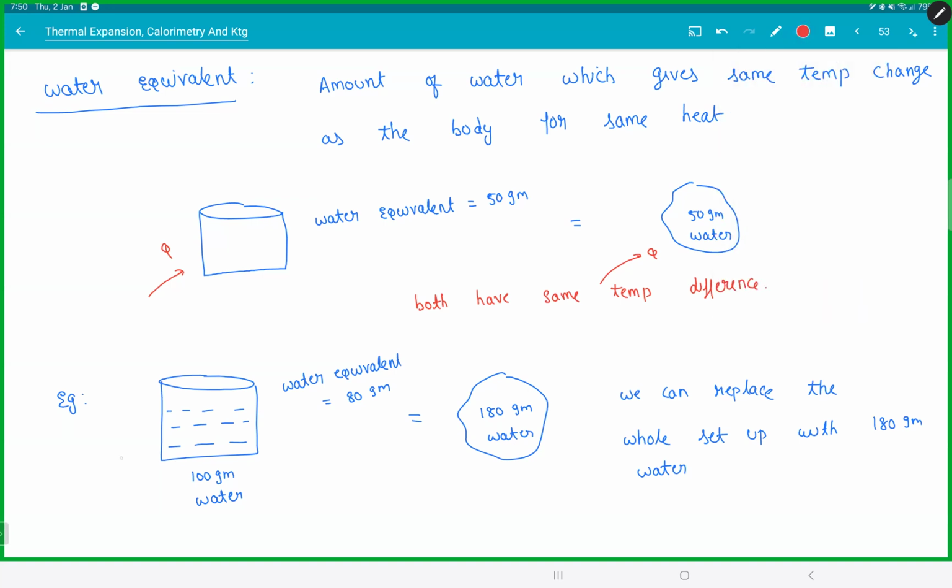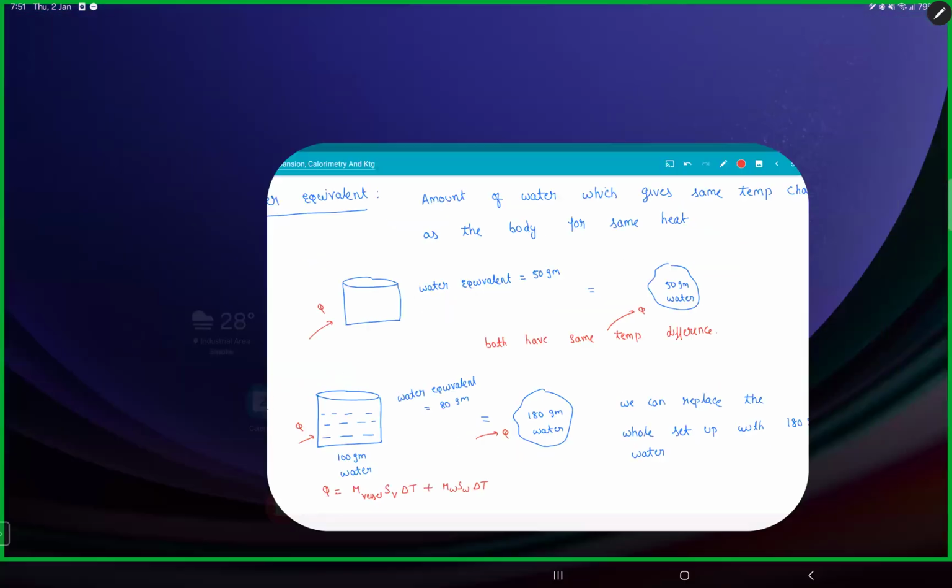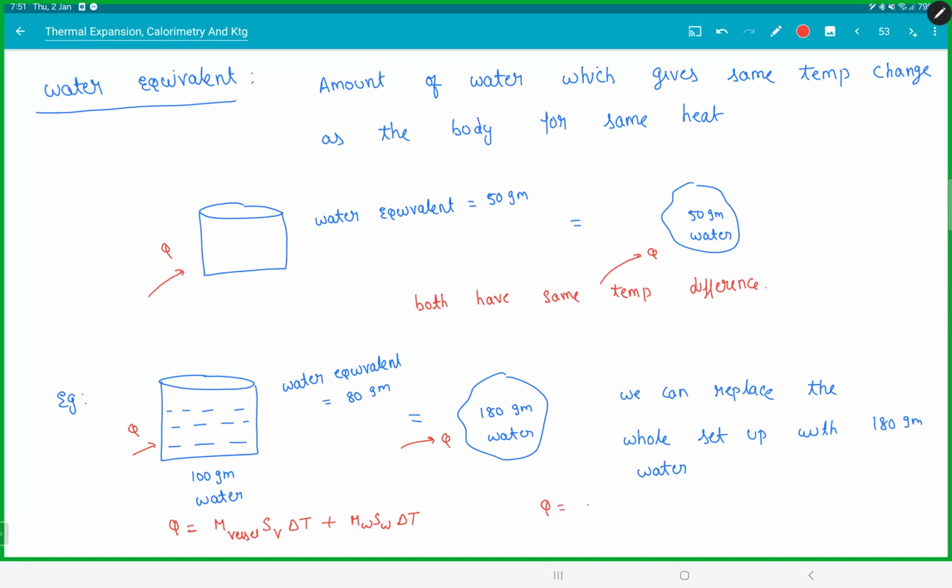So what is the advantage? If I give heat Q here, the equation will be like this: Q is equal to mass of the vessel, specific heat of the vessel into delta T, plus mass of the water, specific heat of the water into delta T. So unnecessarily we get two terms, and that means I need to give you information about the mass of the vessel and specific heat of the vessel. But in this case, you can directly write Q is equal to total mass of the water, specific heat of the water, delta T. Done. It will be done in one step. You can just treat it like 180 grams of water, whereas this thing is 100 grams. Are you getting the difference?